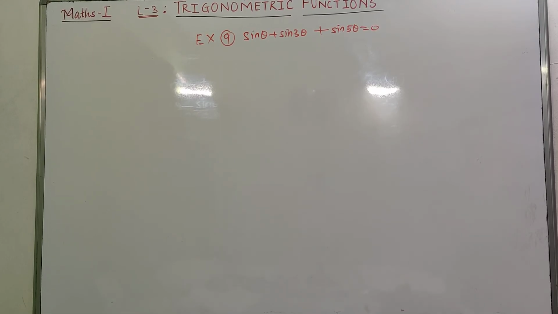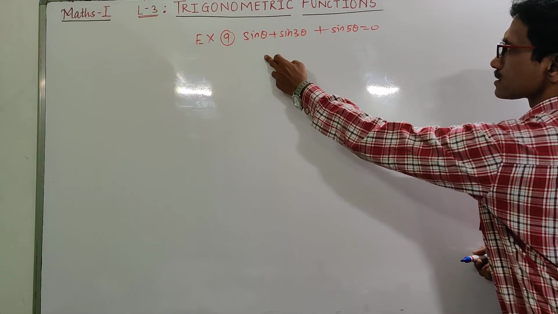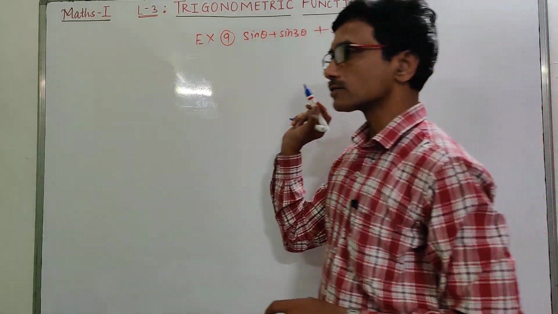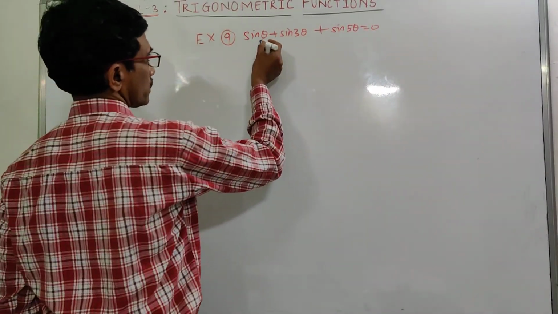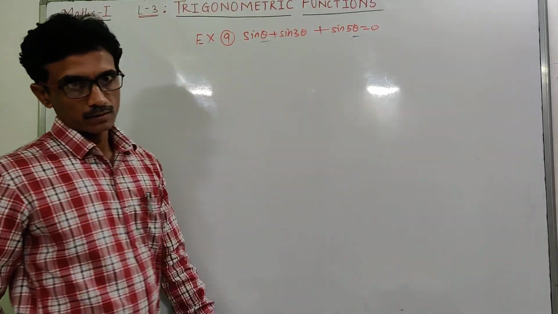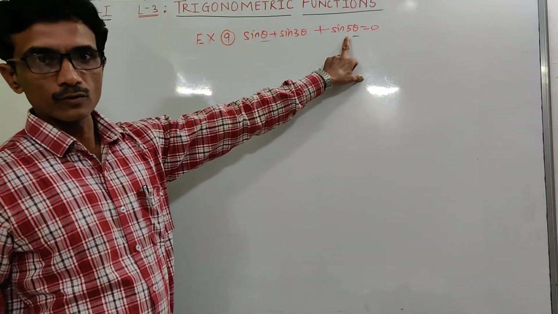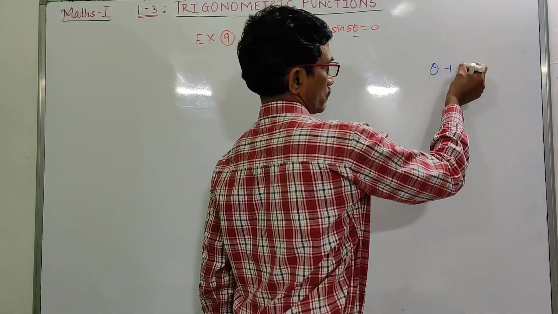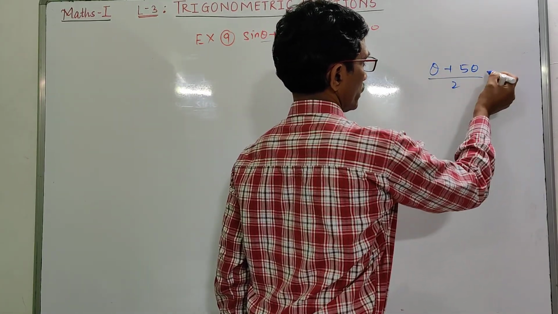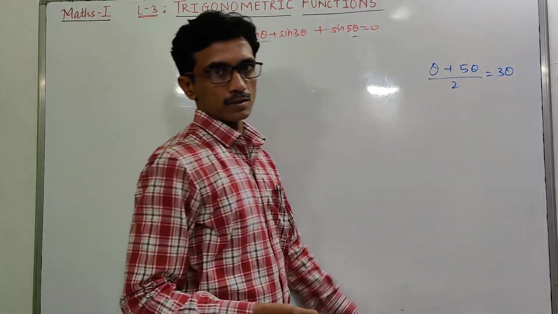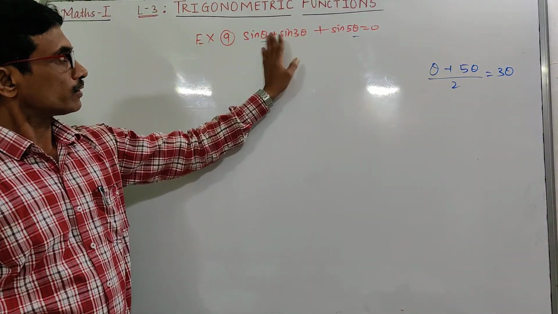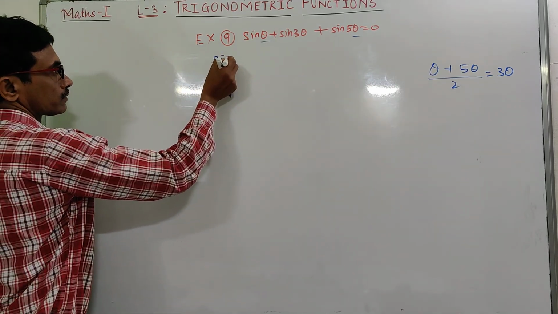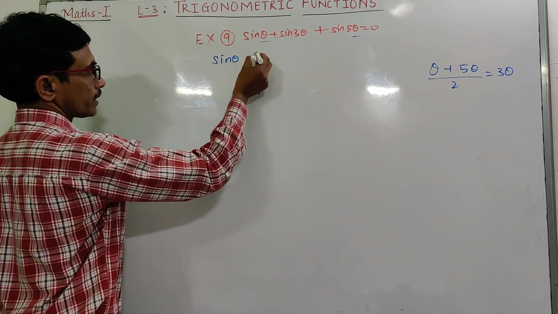Look at solved example 9. Sin theta plus sin 3 theta plus sin 5 theta is equal to 0. We find the general solution of this. Look at this theta and 5 theta. So theta plus 5 theta we group, then theta plus 5 theta upon 2, that is 6 theta upon 2, will be 3 theta. Therefore we group these two: sin theta plus sin 5 theta.